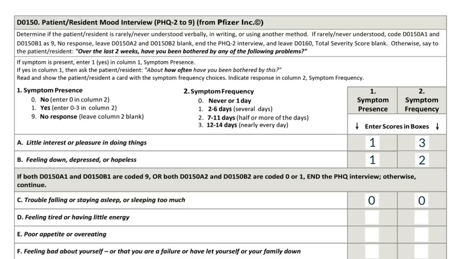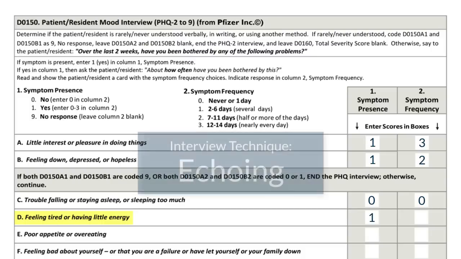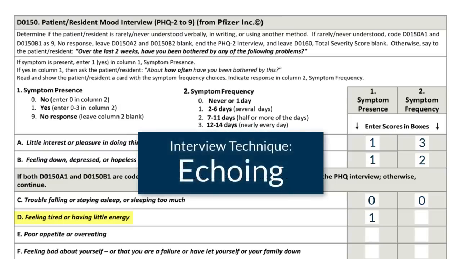How would you code symptom presence for D0150D1, feeling tired or having little energy? How would you code symptom frequency for D0150D2? The correct coding for Ms. Swanson's symptom presence for D0150D1 is 1, yes. She explained that she was bothered by her feelings of not wanting to walk to the bookshelf. Note that Ms. Swanson responded to the nurse's question by asking what she meant. The nurse replied by echoing what Ms. Swanson said, and then clarified by repeating the question to determine symptom presence.